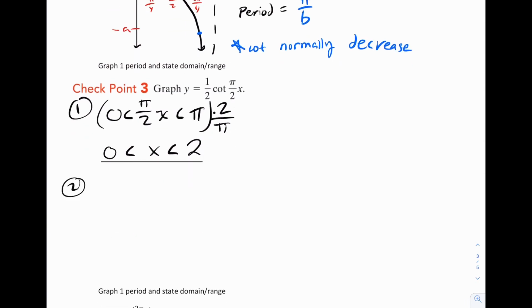Step number 2 is the same. We're just going to graph it. Our a is a half. Our period is 2. Notice how this is matching here for the cotan graph. That's pretty handy. And now let's graph it. I'm going to put a solid line because 0 is an asymptote, so that's pretty useful. The other asymptote is 2, so let's put a dotted line. This is 2.